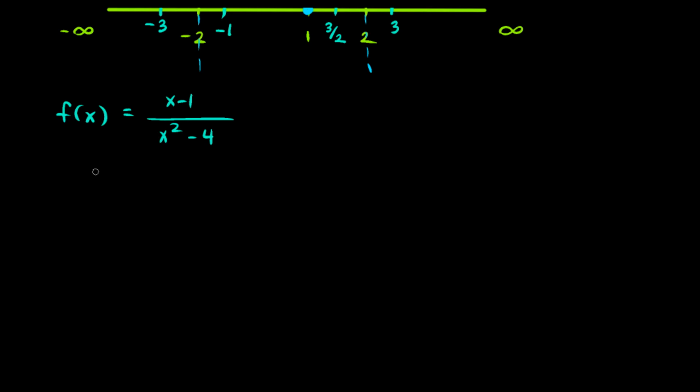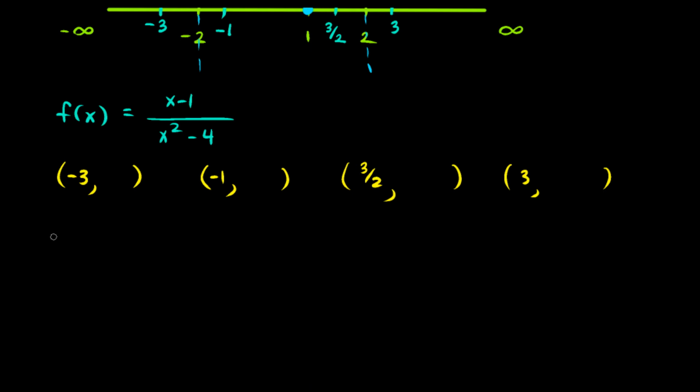So let's find out. We want to find out when x is -3, when x is -1, and what happens when x is 3 halves and when x is 3. So we're going to have 4 coordinates here.